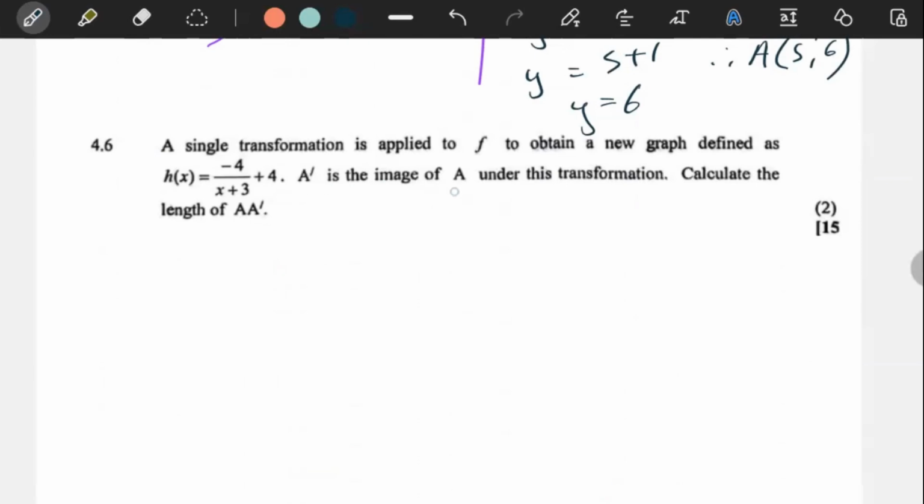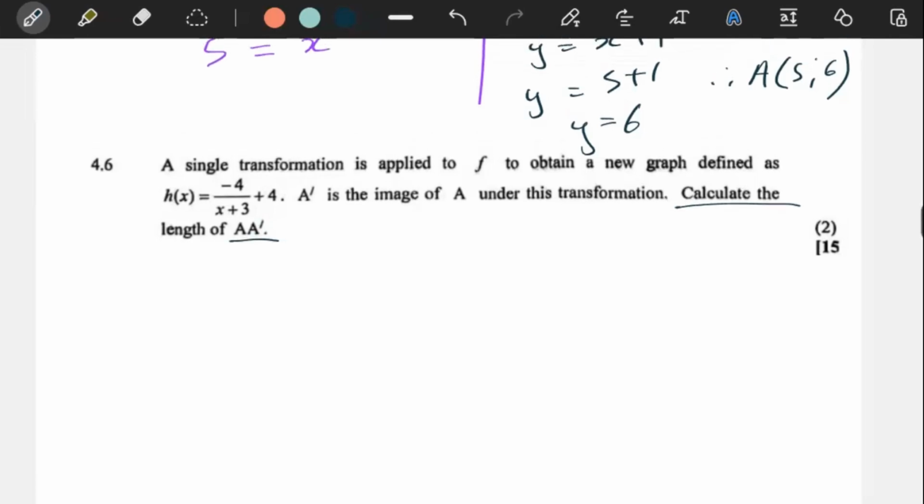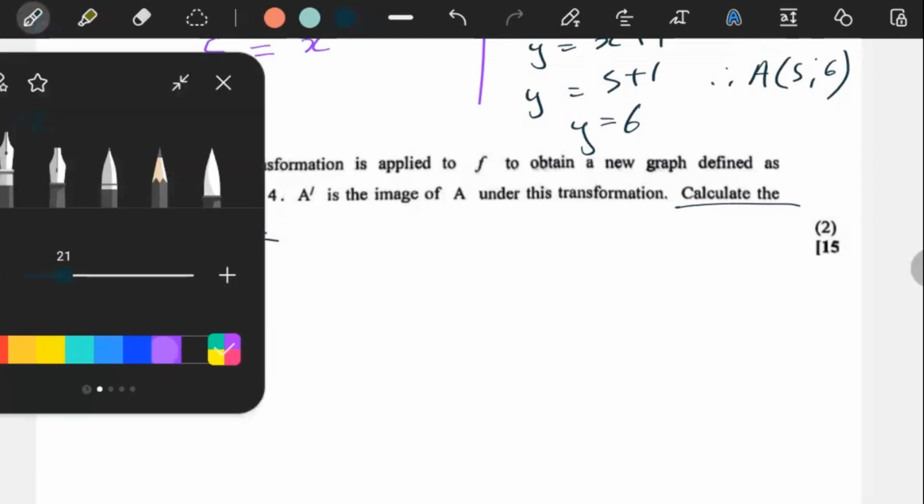a single transformation is applied to f to obtain a new graph. A single transformation is applied to f to obtain a new graph defined as h is equal to this. They said here, A with an apostrophe is the image of A under this transformation. Calculate the length of AA'. So looks like an easy question also. It's 2 marks. Just have to work out the distance of a line. Doesn't look very crazy, but when I read it for the first time, honestly speaking, I wasn't paying attention.